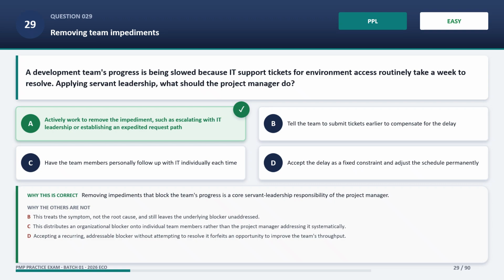Tell the team to submit tickets earlier to compensate for the delay is incorrect. This treats the symptom, not the root cause, and still leaves the underlying blocker unaddressed. Have the team members personally follow up with IT individually each time is incorrect. This distributes an organizational blocker onto individual team members rather than the project manager addressing it systematically. Accept the delay as a fixed constraint and adjust the schedule permanently is incorrect. Accepting a recurring, addressable blocker without attempting to resolve it forfeits an opportunity to improve the team's throughput.